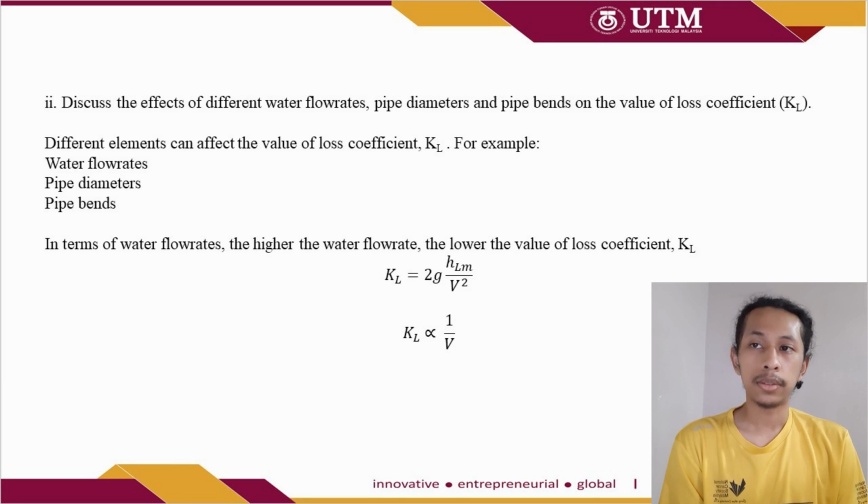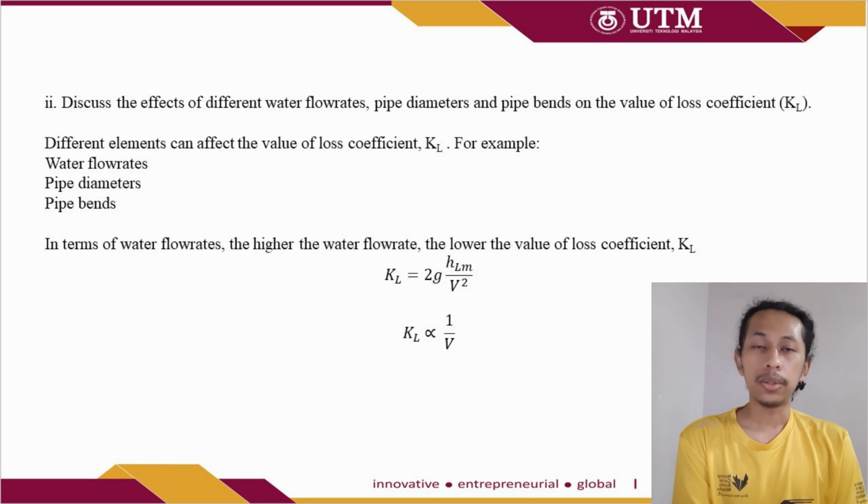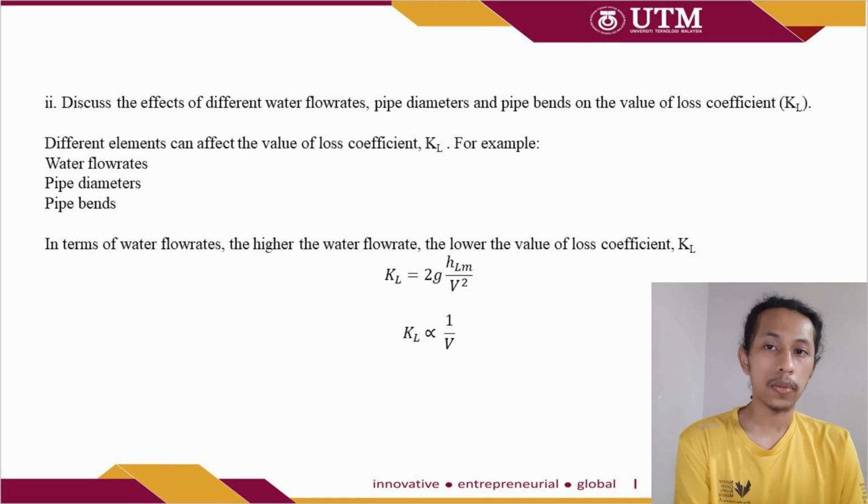For discussion part 2, we are asked to discuss the effects of different water flow rates, pipe diameters, and pipe bends on the value of loss coefficient KL. And as we know, different elements can have an effect on the value of loss coefficient, for example, the water flow rates, pipe diameters, and pipe bends. And in terms of water flow rate, the higher the water flow rate, the lower the value of coefficient KL.